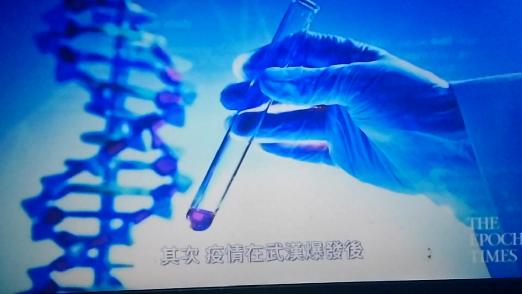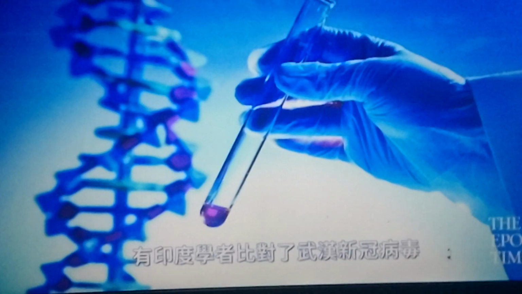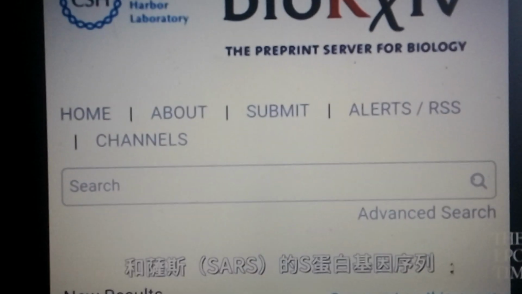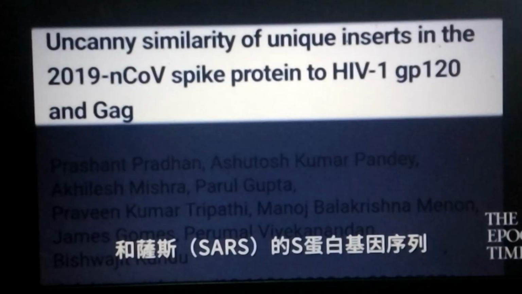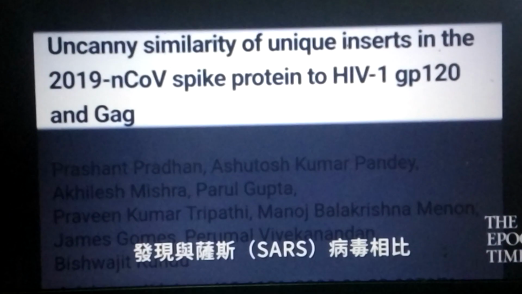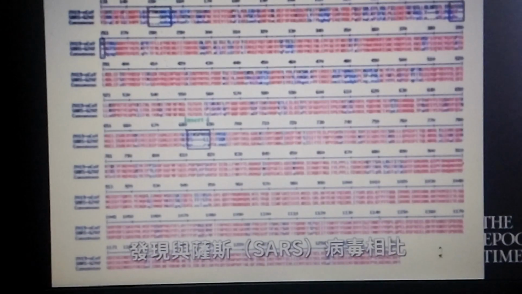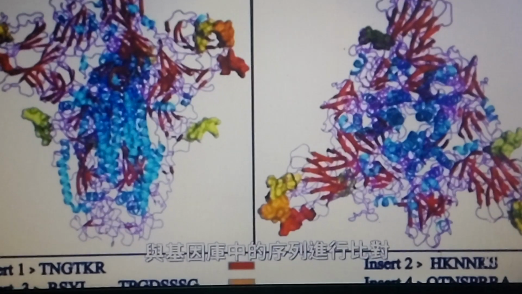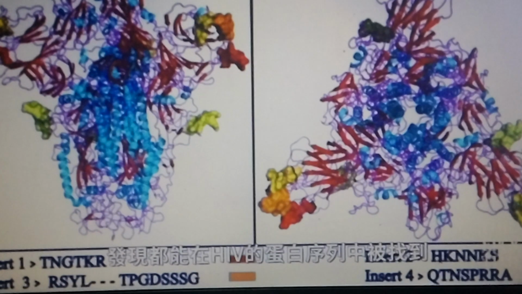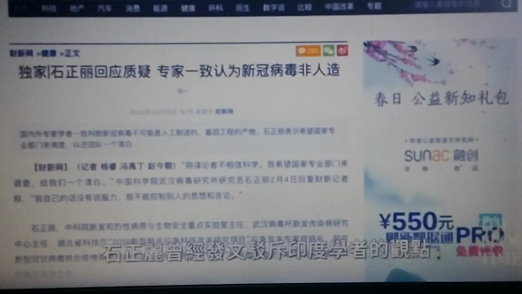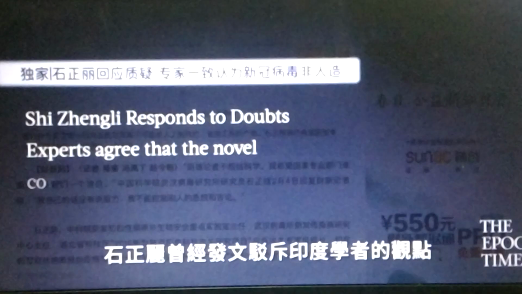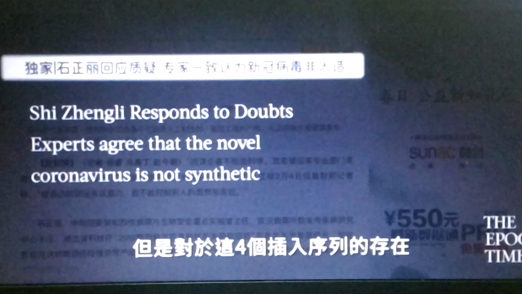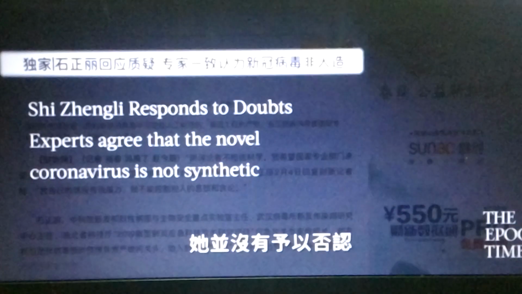Second, after the Wuhan outbreak, Indian researchers compared the S protein sequence between 2019 nCoV and SARS. They discovered that 2019 nCoV had 4 new sequences inserted, all of which can be found in HIV sequences through a search on GenBank. Xi Zhengli discredited those observations, although she never denied the existence of the 4 inserted sequences.